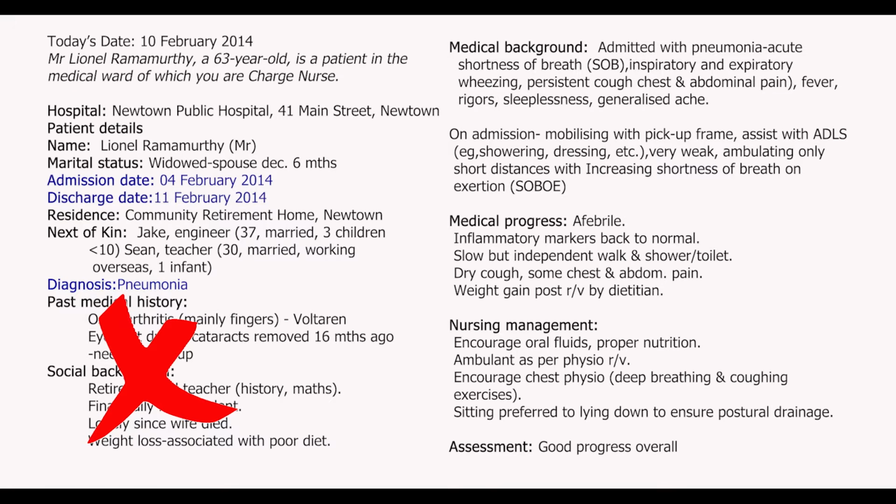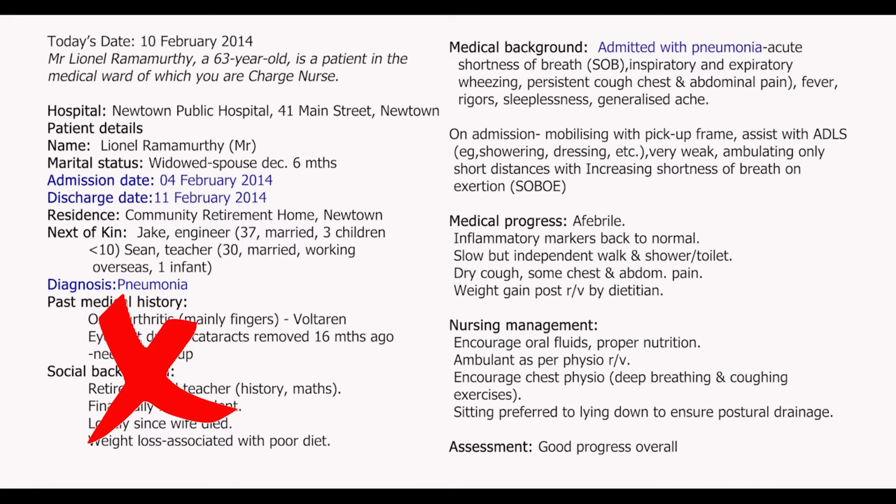And coming to the medical background, you can see that the reason for admission is mentioned. Here the reason for admission is symptoms associated with pneumonia. The patient also had fever, rigors, sleeplessness, generalized ache, and so on. If you go through the case note, you will know that the pneumonia is already under control and the patient is afebrile, meaning the patient is having a good recovery and the pneumonia is settled. That means you don't have to elaborate the symptoms of pneumonia. You can just simply write that the patient was admitted with symptoms suggestive of pneumonia. That will be more than enough.